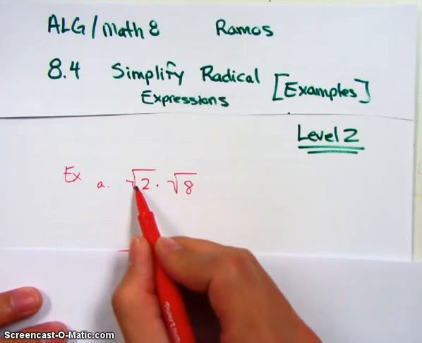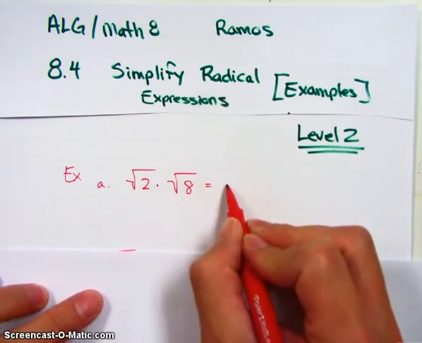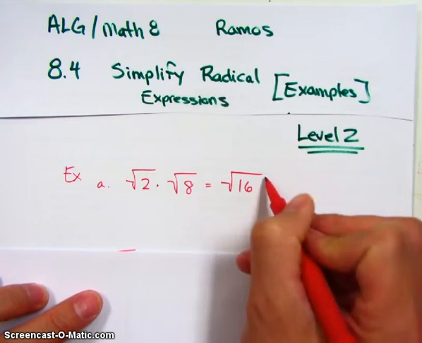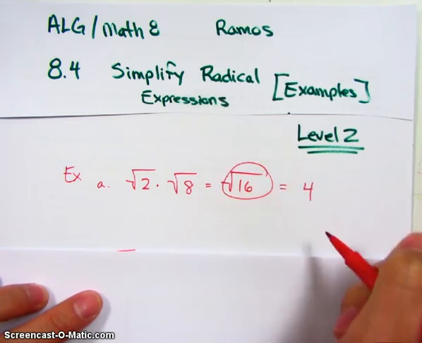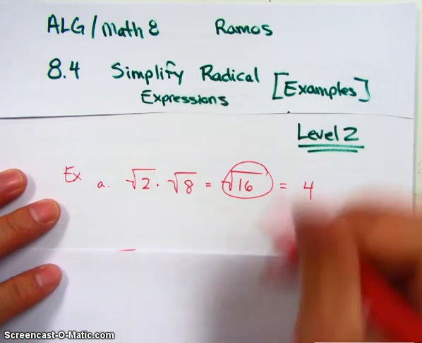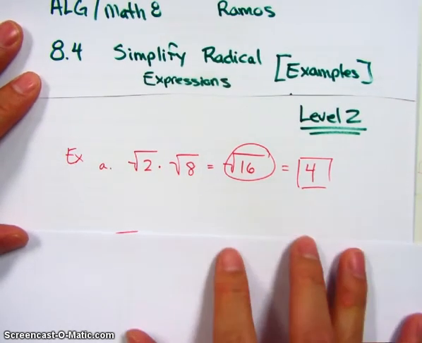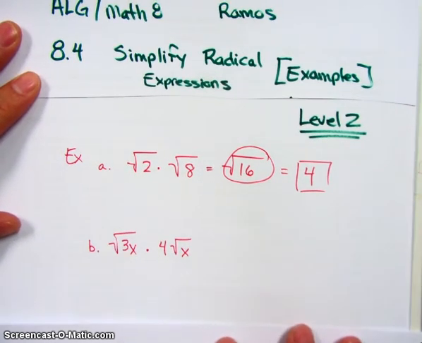So if I have the square root of 2 times the square root of 8, you can really say that this is the square root of 2 times 8, which is 16. And this happens to be a perfect square, which my answer would be 4. Okay, so that's pretty much it there. Now that's a pretty easy level 2 type of question. But let's take a look at another example.